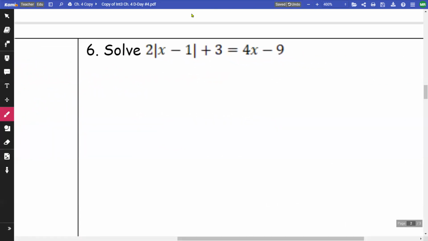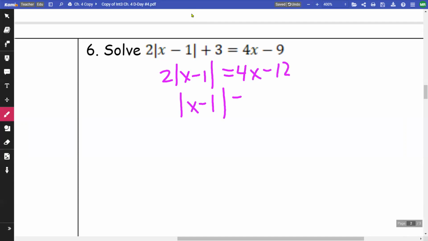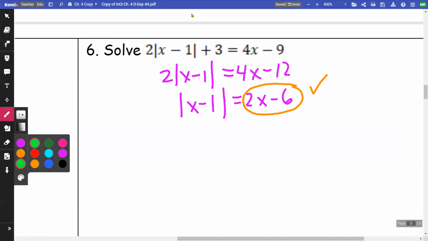On this one, I'm going to subtract 3 first. And I get a -12. I'm going to divide by 2. And I get a 2x minus 6. So just like my square root, once my absolute value is isolated, I need to check. This cannot be negative. So when I get my answers, I need to check to see if this will become negative. So I'm going to have 2 equations, okay?